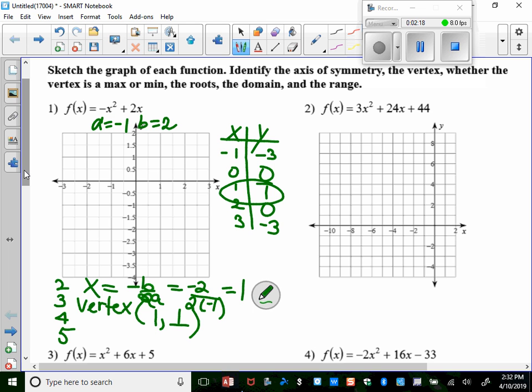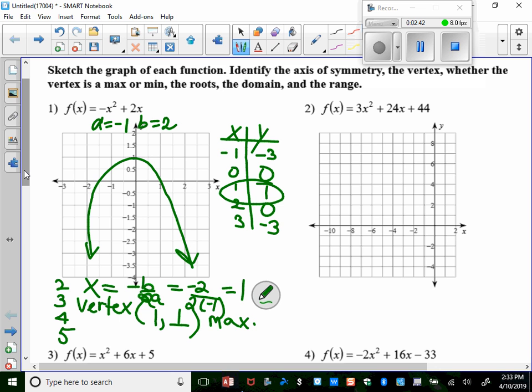Now, you do have to tell me whether the vertex is a minimum point or a maximum point. So since this parabola was going downward, that means, right, if it's going down like this, that means it's the maximum point. So you just write maximum, right? Or you can write max, it doesn't matter.